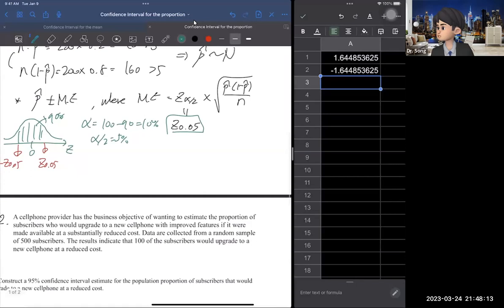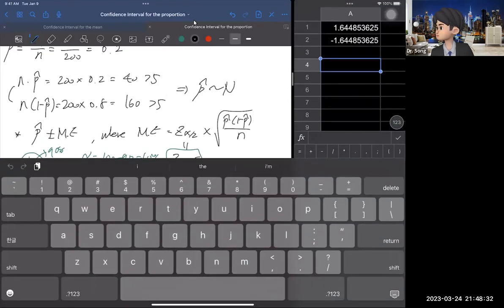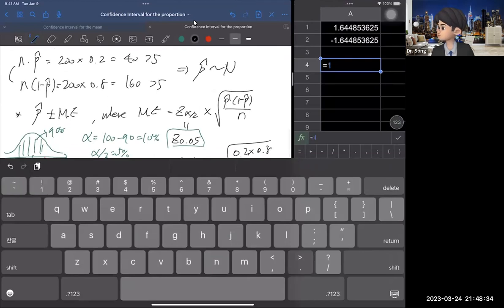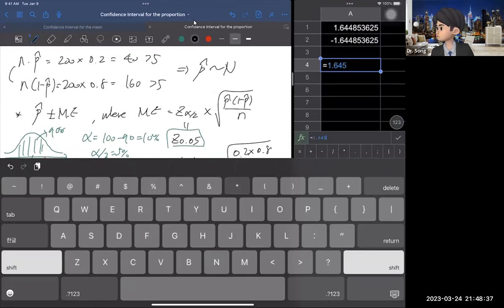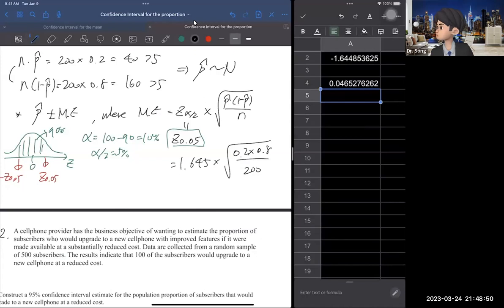Okay. So then this margin of error is 1.645 times the square root of P hat, which is 0.2, times 1 minus 0.2, which is 0.8, divided by the sample size 200. So let me calculate this margin of error. 1.645 times SQRT of 0.2 times 0.8 divided by 200. Then I got the margin of error 0.0465.